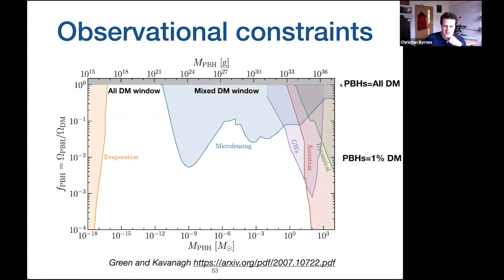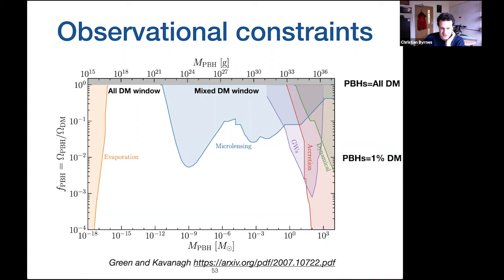Okay, so 1 means all of the dark matter in primordial black holes. 10 to the minus 2 means 1% of the dark matter are in primordial black holes. And there are various constraints. There's constraints from gravitational waves, from the merger of primordial black holes. I've briefly mentioned this with regards to LIGO and Virgo.